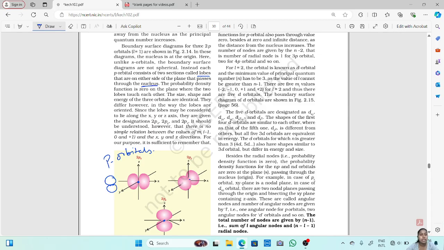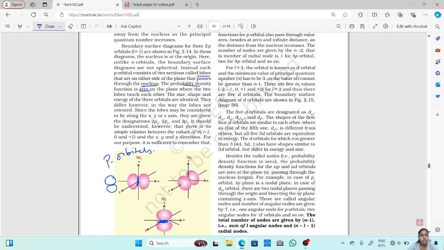Now the probability density function is 0 on the plane where the two lobes touch each other. So it is 0 here, where both the lobes touch each other. This area is 0. The probability density function is 0.